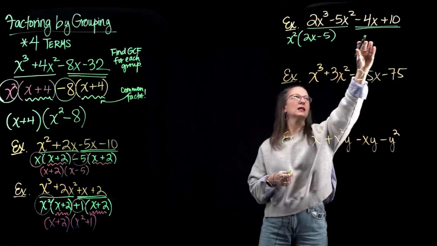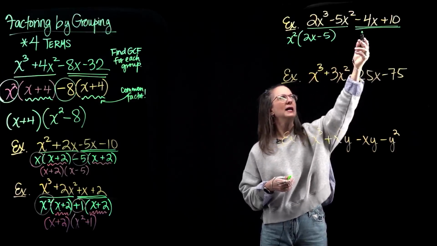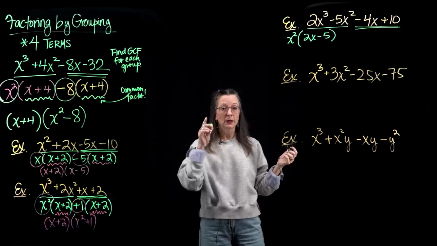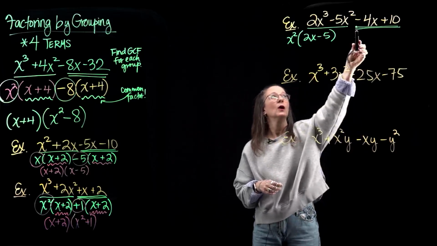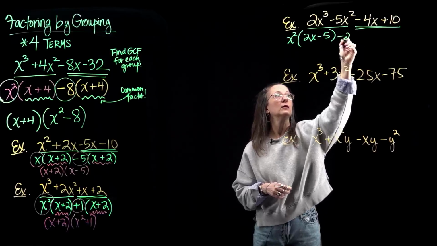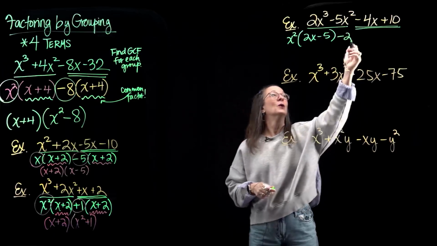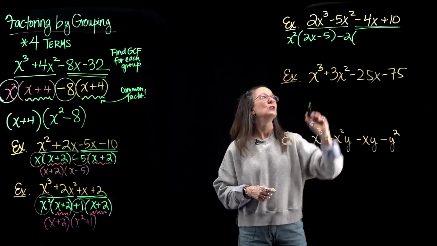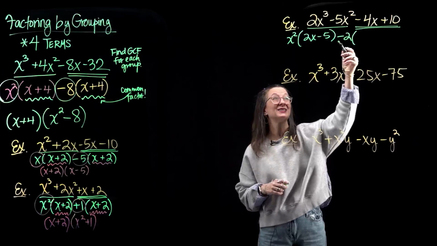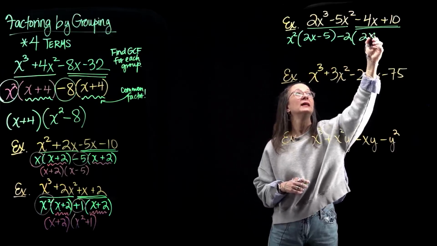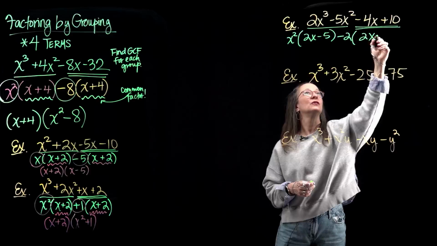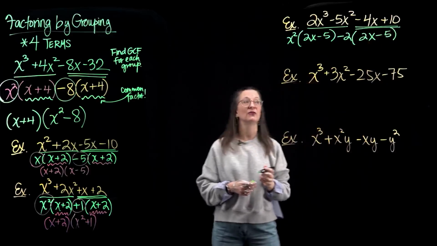All right, off of the second group, I have a minus 4x plus 10. The GCF would be 2, but I want you to notice something really important. When we have a negative sign in the middle, we keep it, but we're really careful when we do that factoring. So minus 4x divided by minus 2 would be positive 2x. 10 divided by negative 2 is minus 5.